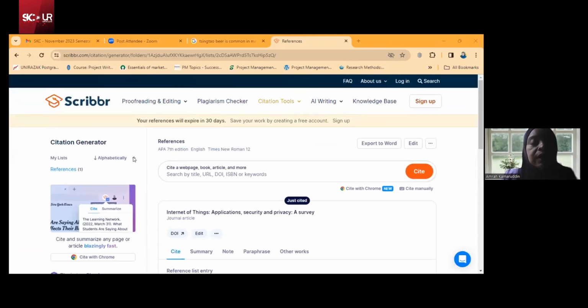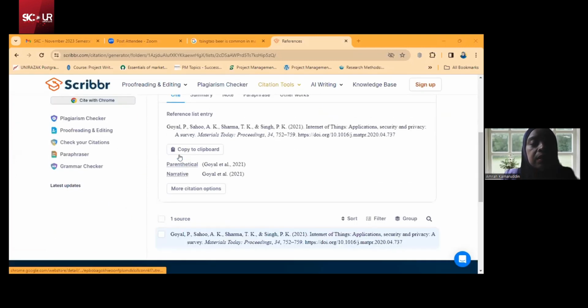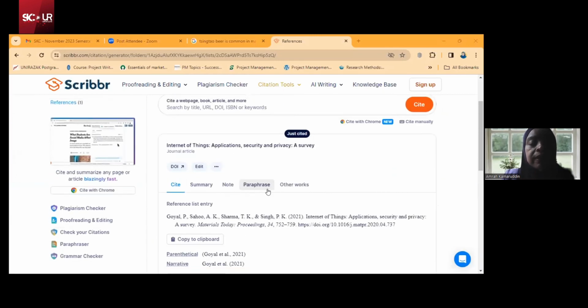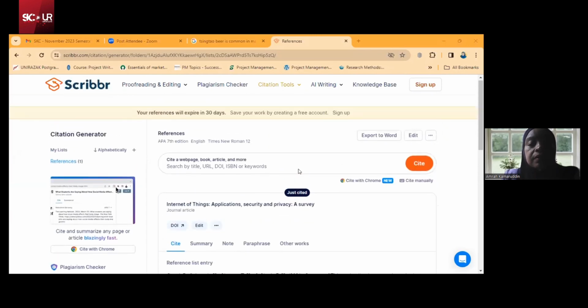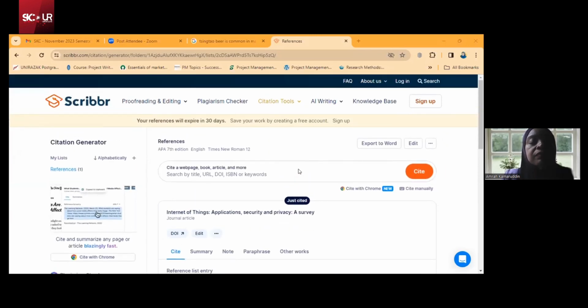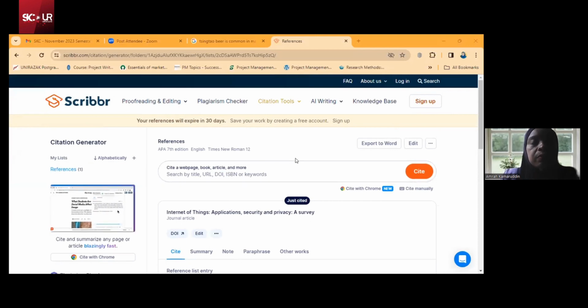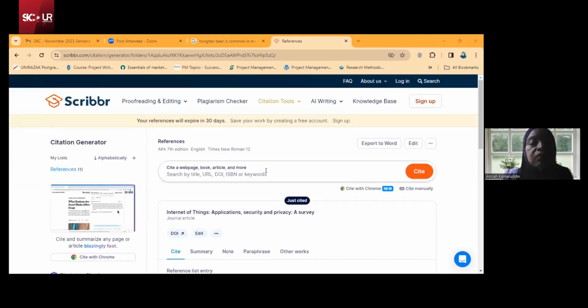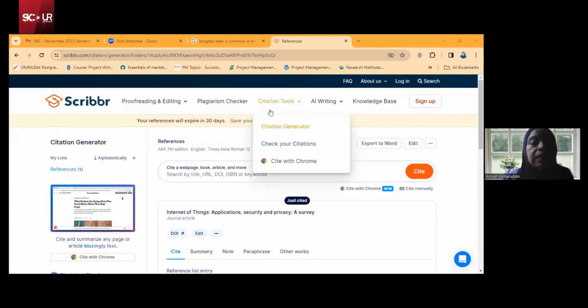You can just look at here lah. This generator will give you so many things. You can check manually, you can put it also. For example, they also have paraphrase. Okay, so it's easy. Last time masa you buat your project paper, semuanya tak ada. But nowadays you can see they can paraphrase for you, semua everything. Paraphrase, summary, note, other work. Okay, so that is actually the citation lah.